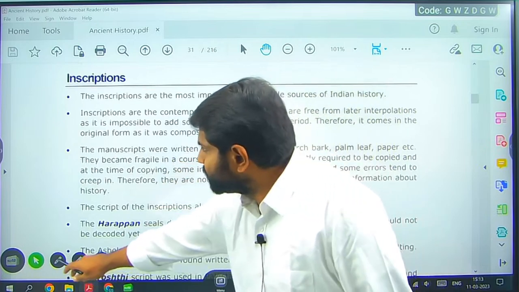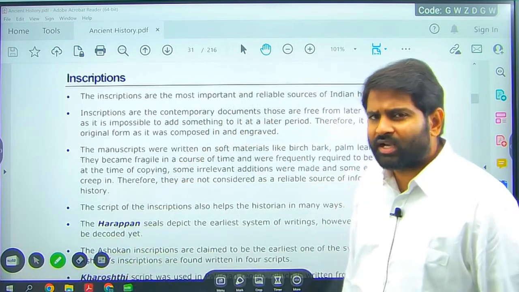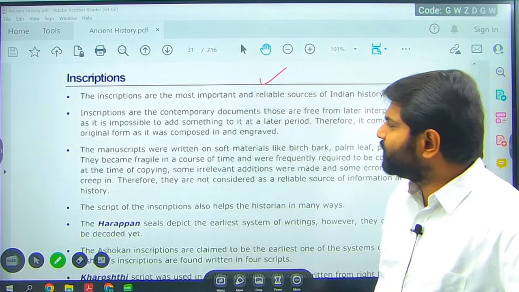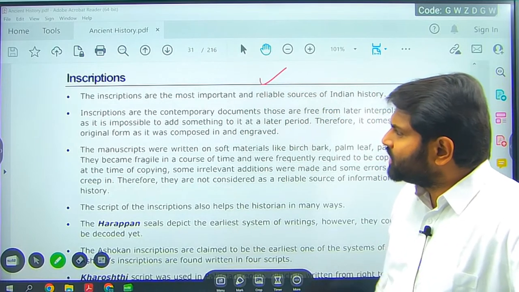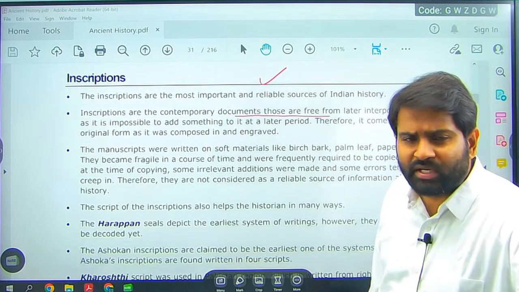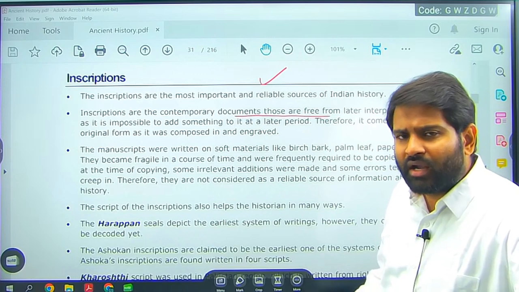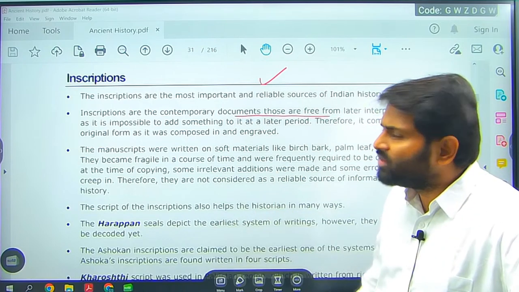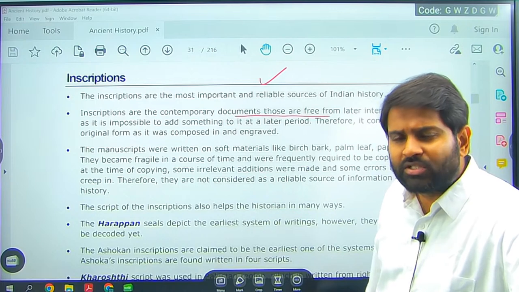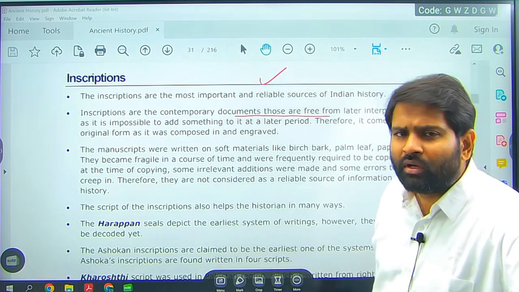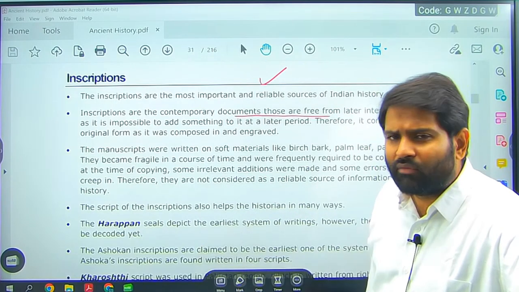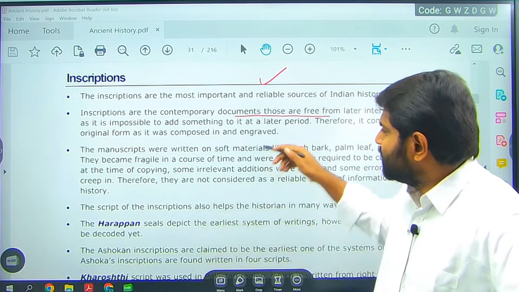Inscriptions are most important. As I said, epigraphical inscriptions are one of the important sources to reconstruct history. Inscriptions are contemporary documents, like at present day we use books, textbooks, right? We use pages, but in history what we have is inscriptions. The paper is not there, pen is not there, so they carved in stone, they carved in wood, they carved in metal, likewise, right?